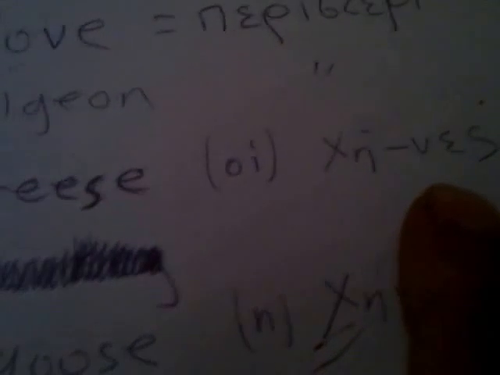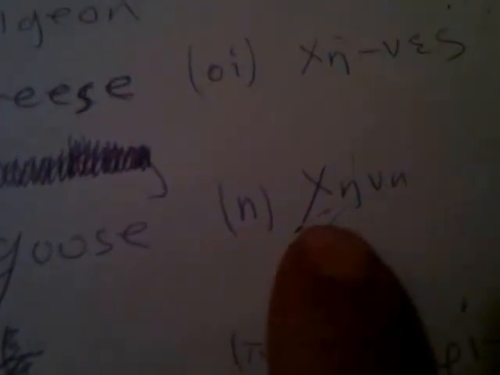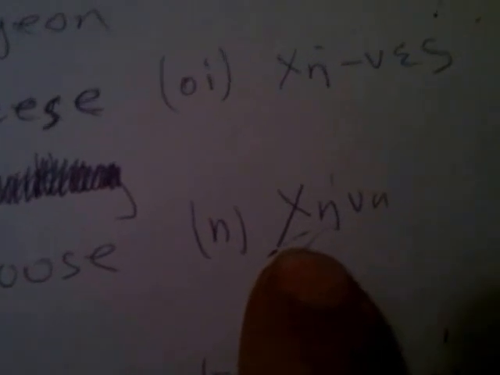Geese. Chines. The geese. The geeses is translated, okay, meaning as many geeses. Okay? Geeses. Chines. Okay? Goose. Chena. The goose. Okay?